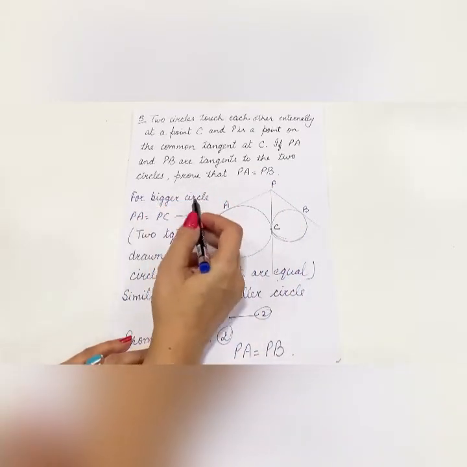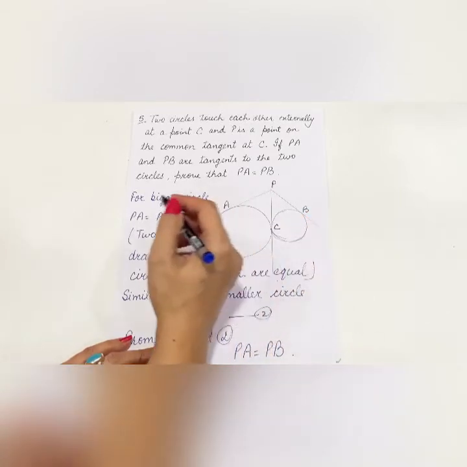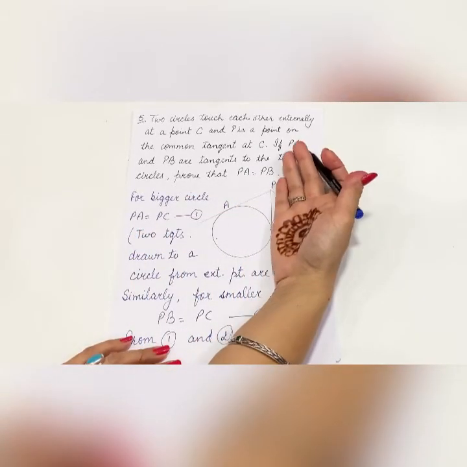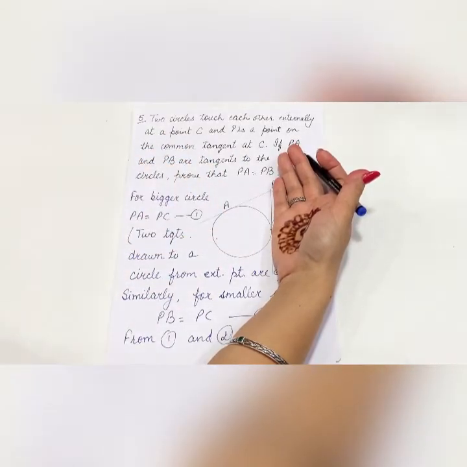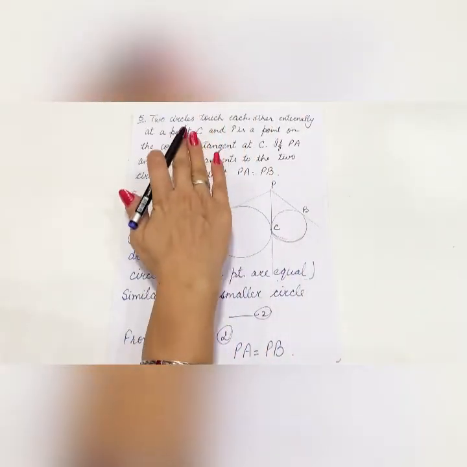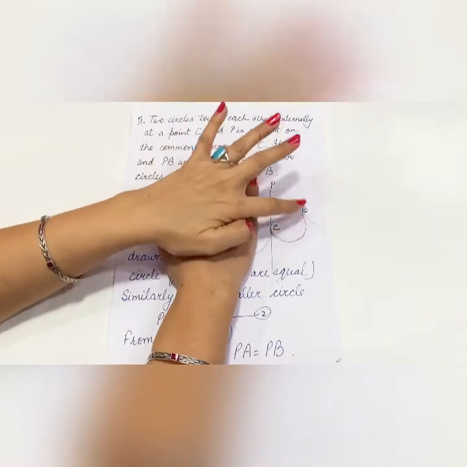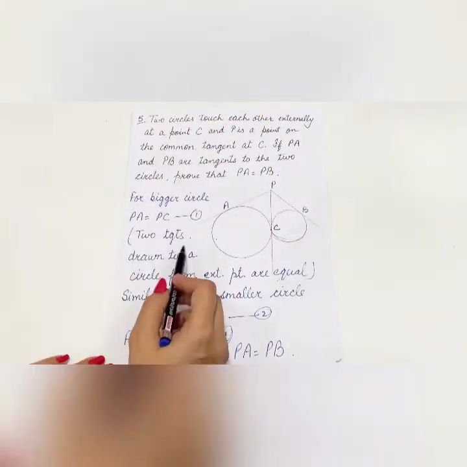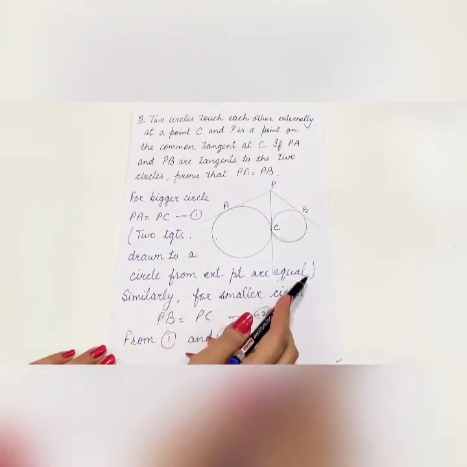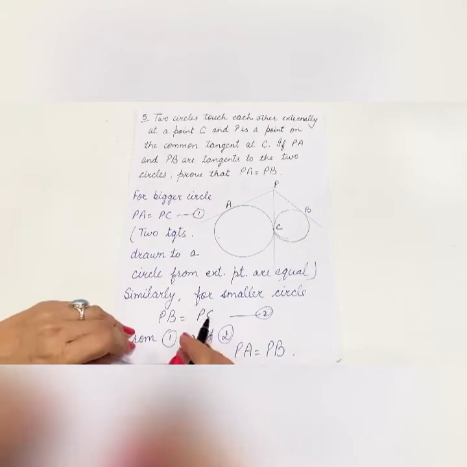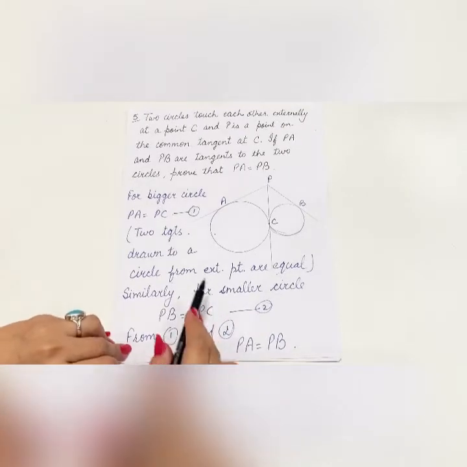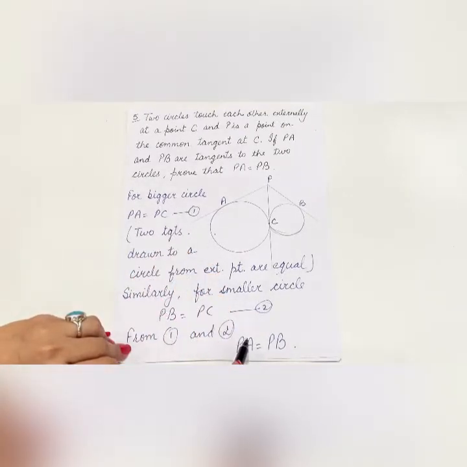So children, for the bigger circle, we have PA is equal to PC. Hide this figure. What do we have? P is a point from which these two tangents are drawn. So we have PA is equal to PC. Clear? Similarly, if we are taking this smaller circle, we will be having PB is equal to PC. Reason is same, two tangents drawn to a circle from external point are equal. So we have PA is equal to PC and second is PB is equal to PC. So from equation 1 and equation 2, what will you get? You will get PA is equal to PB.